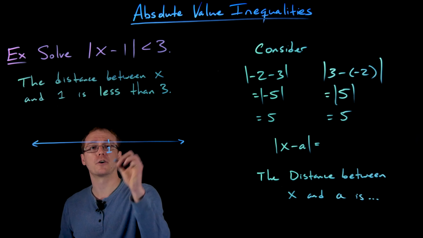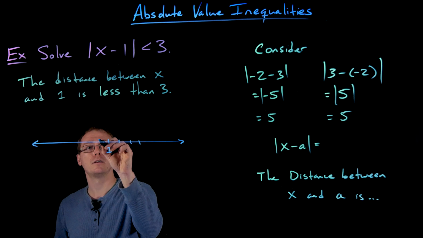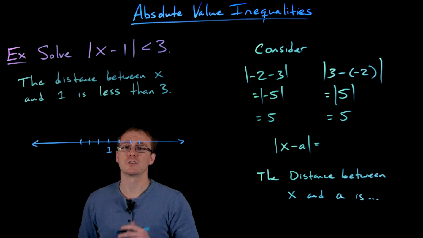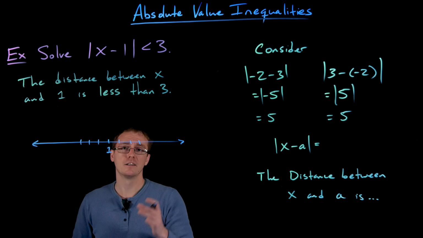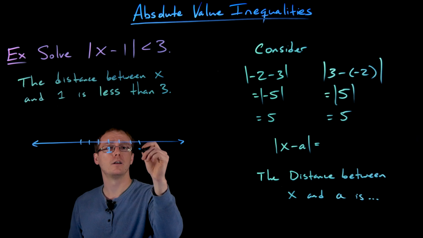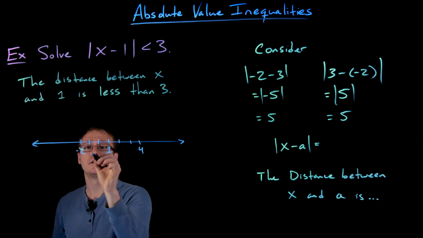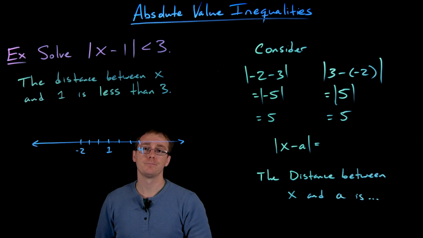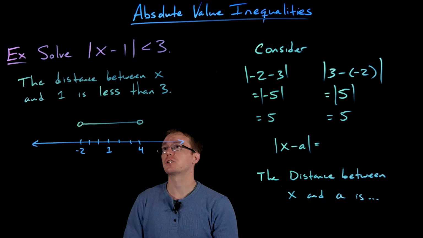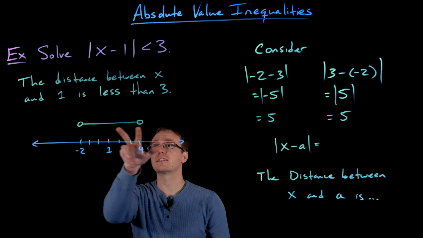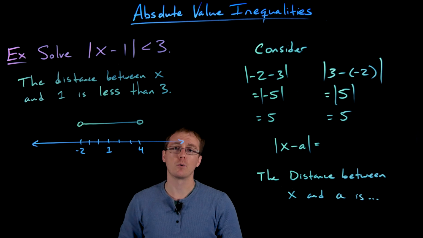So maybe 1 is on our number line right here. Then we can go up to 3 units to the right, or up to 3 units to the left of 1, and still have all these potential values that we're calling x satisfy our inequality. So if we go 3 units to the right of 1, we'd be at 4. And if we go 3 units to the left of 1, we would be at negative 2. And so if we graph on our number line all these x values that are actually within 3 units of 1, we get this little interval from negative 2 to 4, and we do not include the endpoints of the interval.